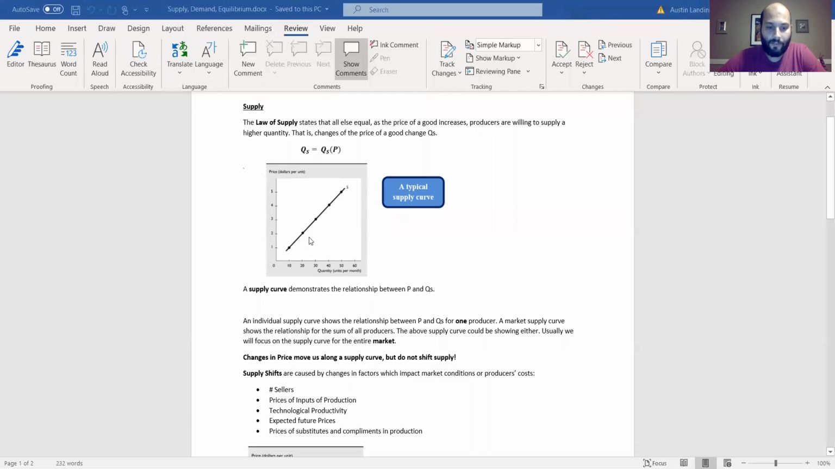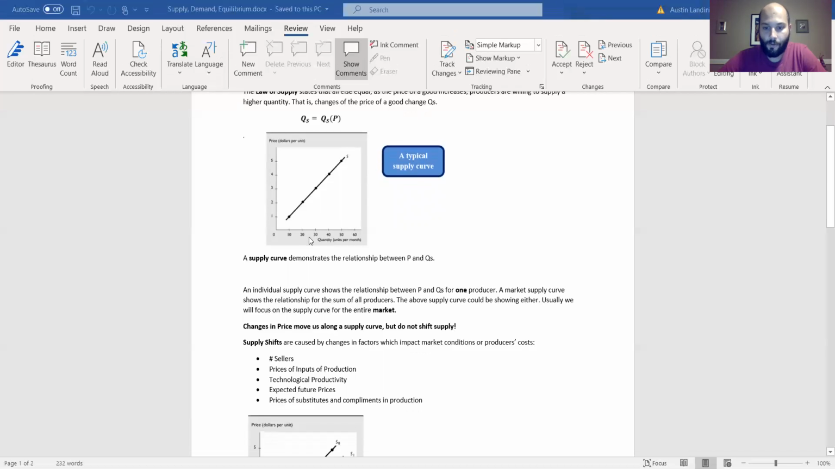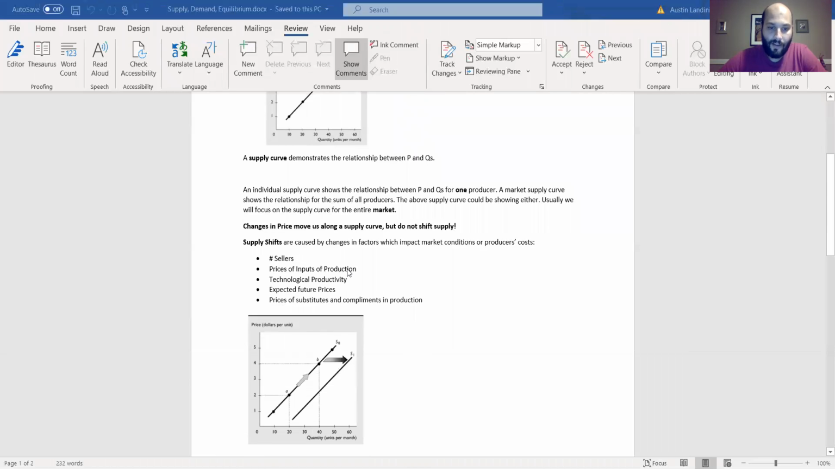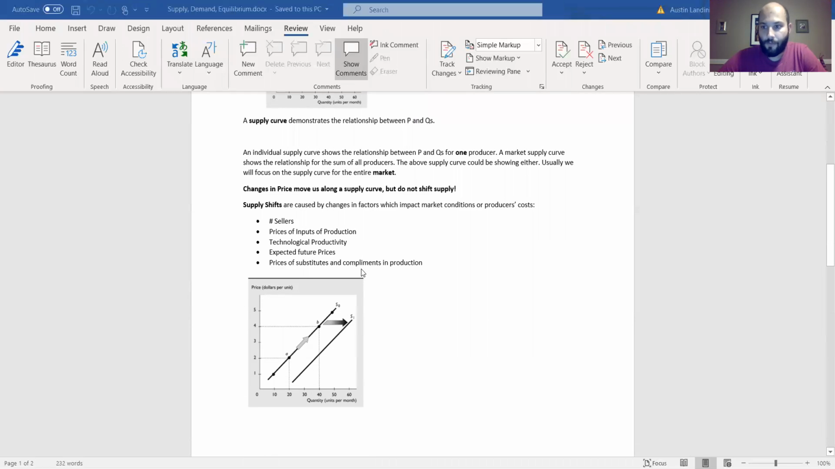So what actually shifts supply? Supply shifts are caused by factors which impact market conditions or producers' costs. So as a list, we have the number of sellers, the prices of inputs of production, technological productivity, expected future prices, and prices of substitutes and complements in production.